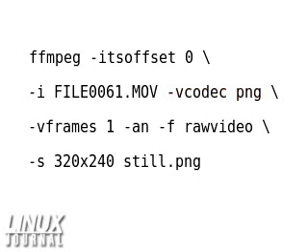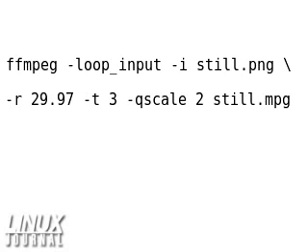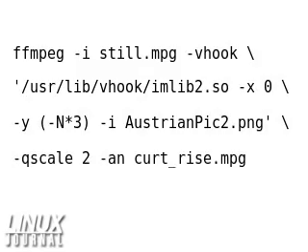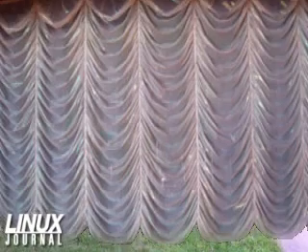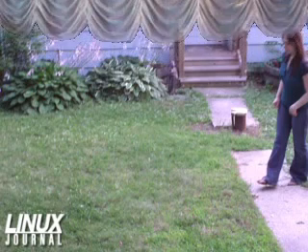Now, we want to extend this still frame into a movie. We already know the command for that, and it's shown here. And we're going to use vhook again to superimpose the curtain rising. Our actual footage is very short, so we're going to put it into slow motion to make it longer.